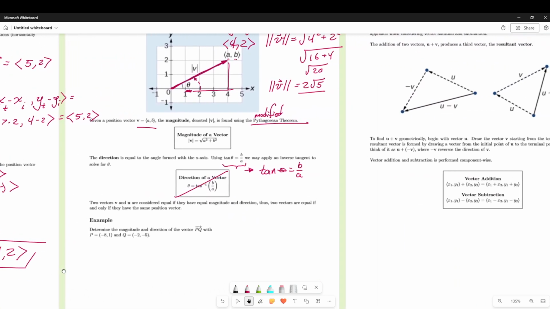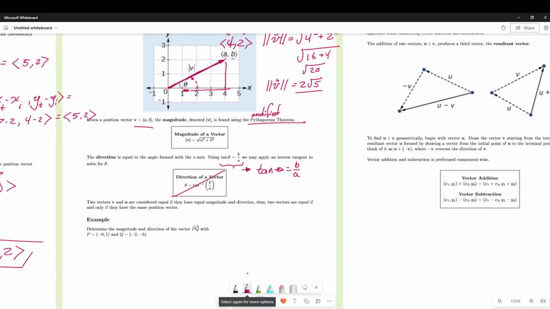And that's fine. We're used to doing that when we solve. But if you say that the direction of the vector is the inverse tangent, then you're saying the direction is that restricted angle, which it's not necessarily. So that is me nitpicking, but I tend to be nitpicky.